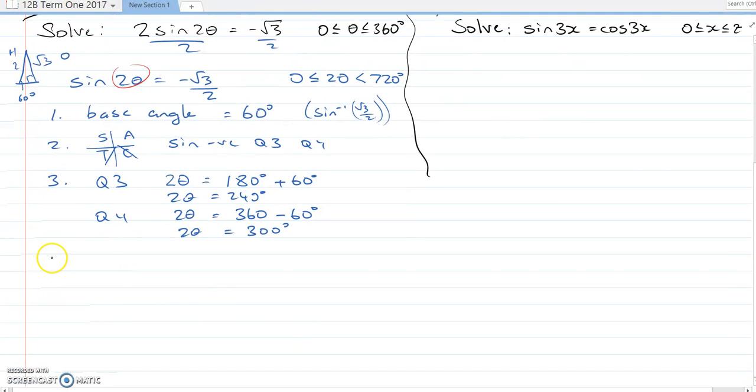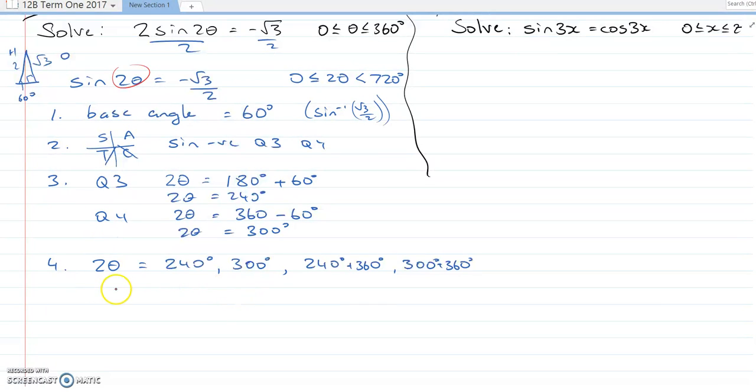Okay, so the last step, 4. 2 theta, what we're solving for, is 240, 300, and then remember, because we're going up to 720, we have to add a full 360 degrees to each solution. So 240 plus 360, 300 plus 360. And then we have to divide by 2. Divide everything by 2.